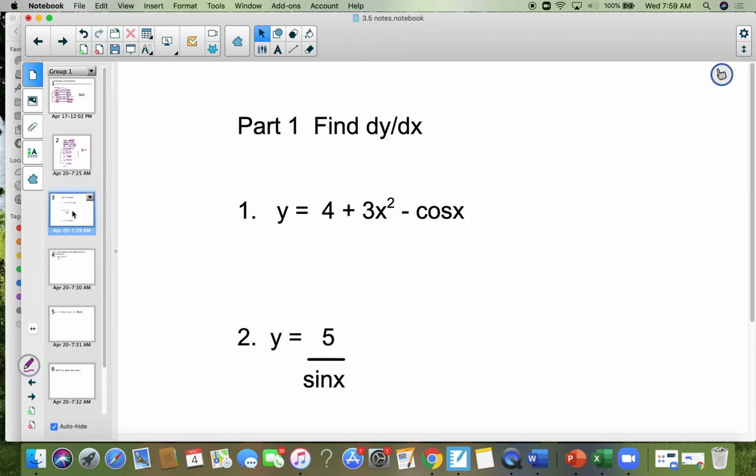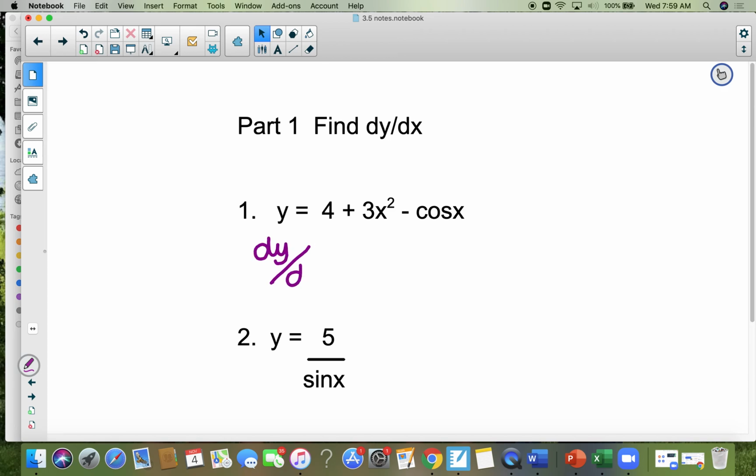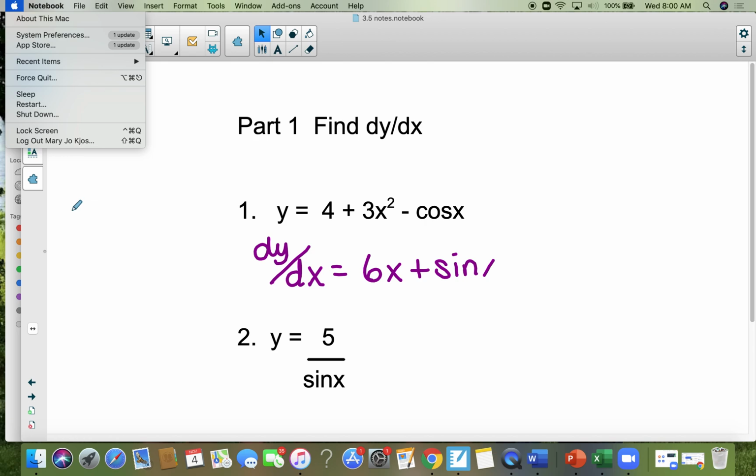Okay, now we're going to find some derivatives. So dy dx equals, using trig, we're going to find the derivative. And the derivative of 4 is 0. The derivative of 3x squared is 6x. The derivative of a negative cosine is a positive sine of x.